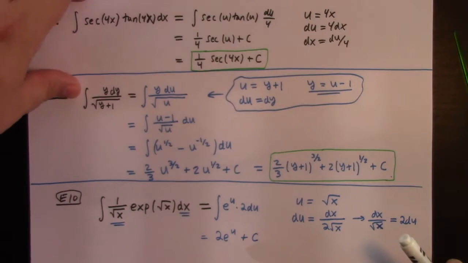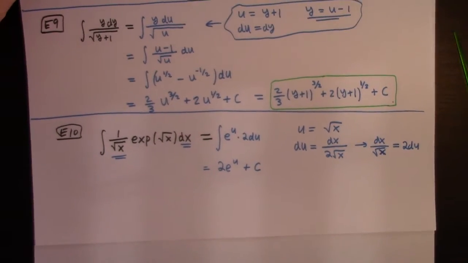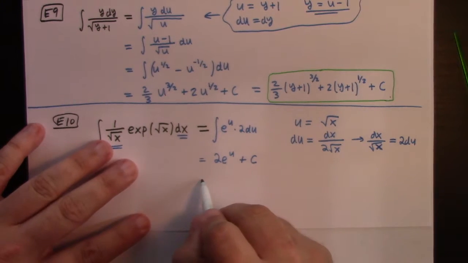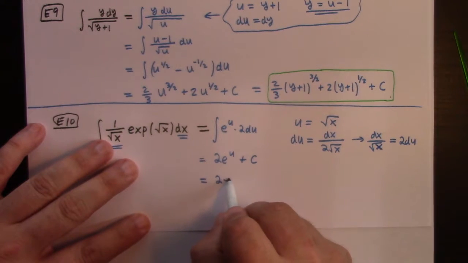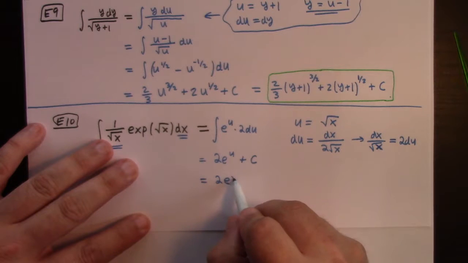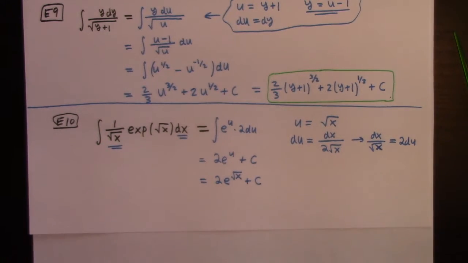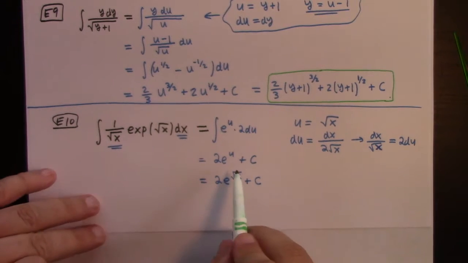Sorry if I'm off screen, let me shift up a bit here. 2e to the u plus a constant, and of course then we can go back and unsubstitute. We have 2 times e to the square root of x plus a constant, and there you go. That is the answer.